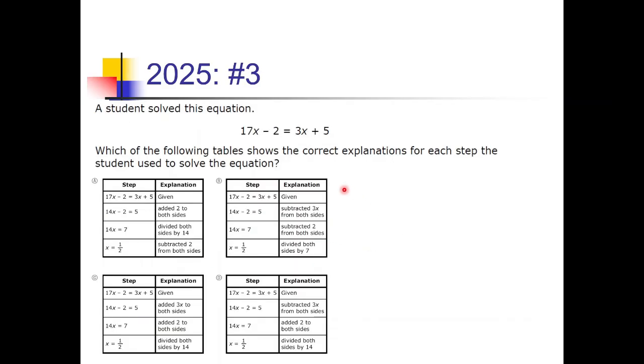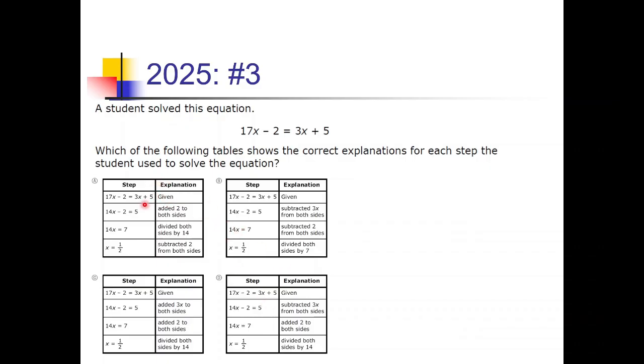On this problem, we're told that a student solved this equation here, and they want to know which table has the correct explanations for each step the student used. So if you look at all these different tables, the left column of each of these is actually identical. It's the same steps each time, but what's changing is the explanations that we're attaching to each of those steps. So we're just going to go through each table until we find a step that's incorrect, and by process of elimination, we'll figure out which one of these has all the right steps.